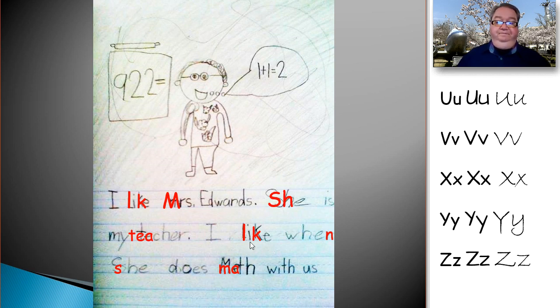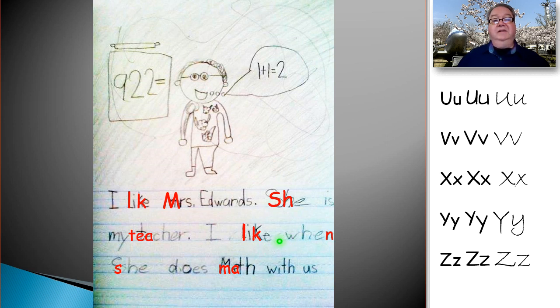Now, some of you wanted to correct this, just say, I like it when she does math with us. You could say that. That means I like the time. I like that situation. I like the event. I like the time when she does math with us. I enjoy doing math with her. Okay? But some of you changed it to I like her when she does math with us.